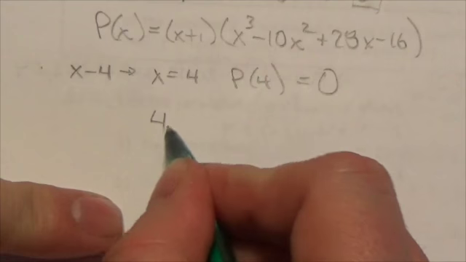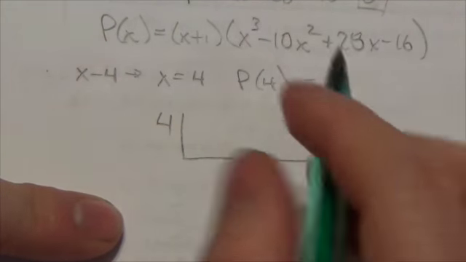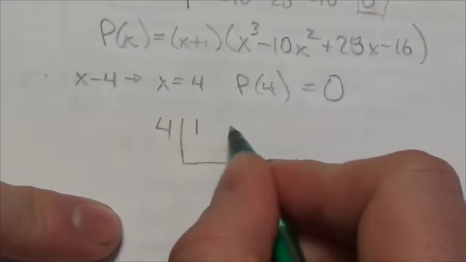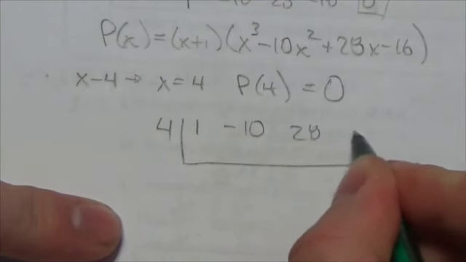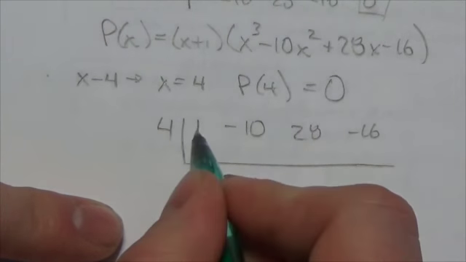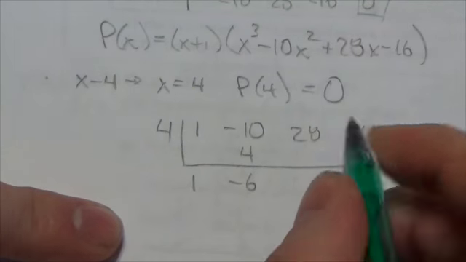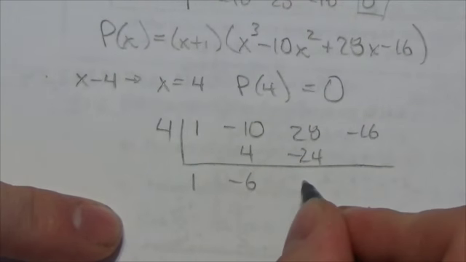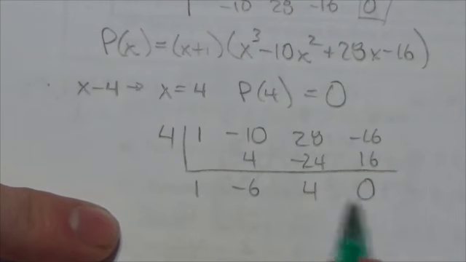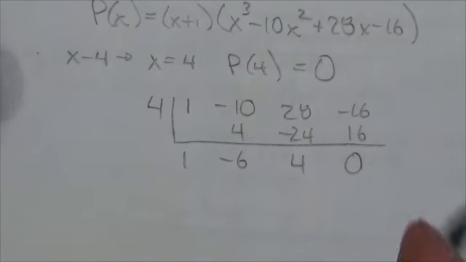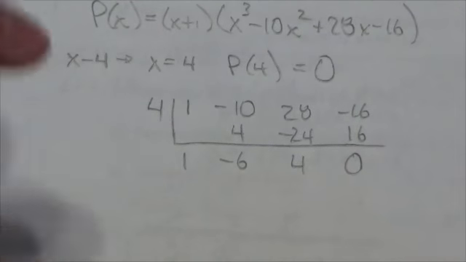So now I'm going to do my polynomial long division, or sorry, I'm going to use synthetic division. I'm not going to do long division here. I pull my coefficients out: 1, negative 10, 28, negative 16. Bring down the 1, multiply, add, multiply, add, multiply, add, and I get 0. And that's exactly what I was expecting, because I knew that the remainder was going to be 0, because I knew it was a factor.